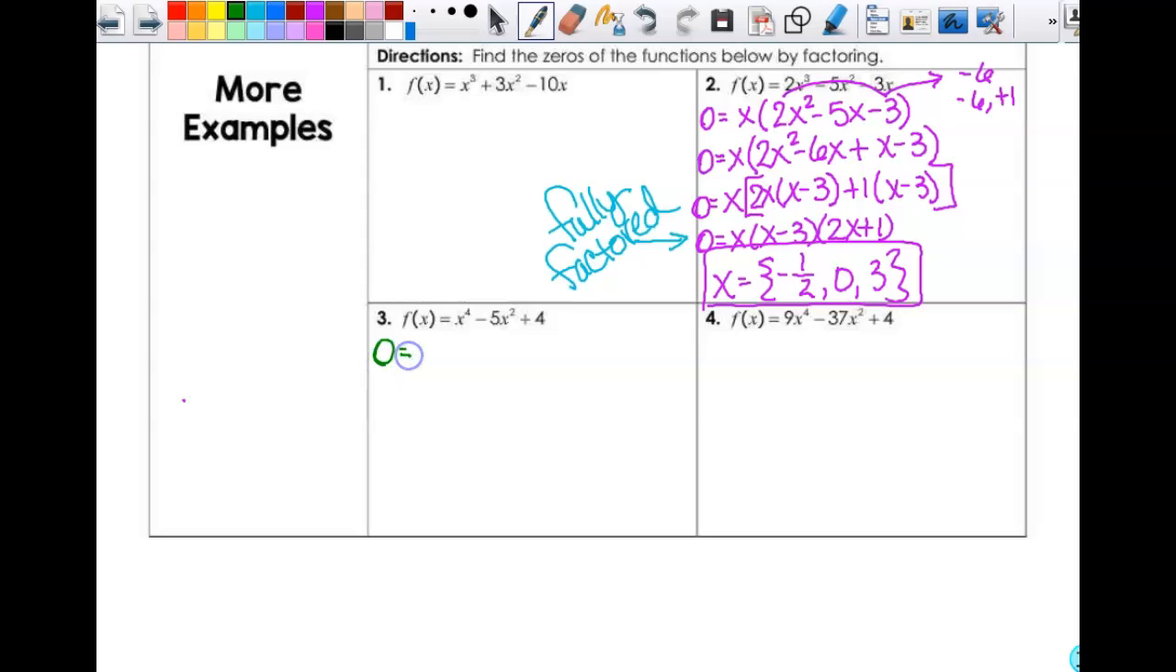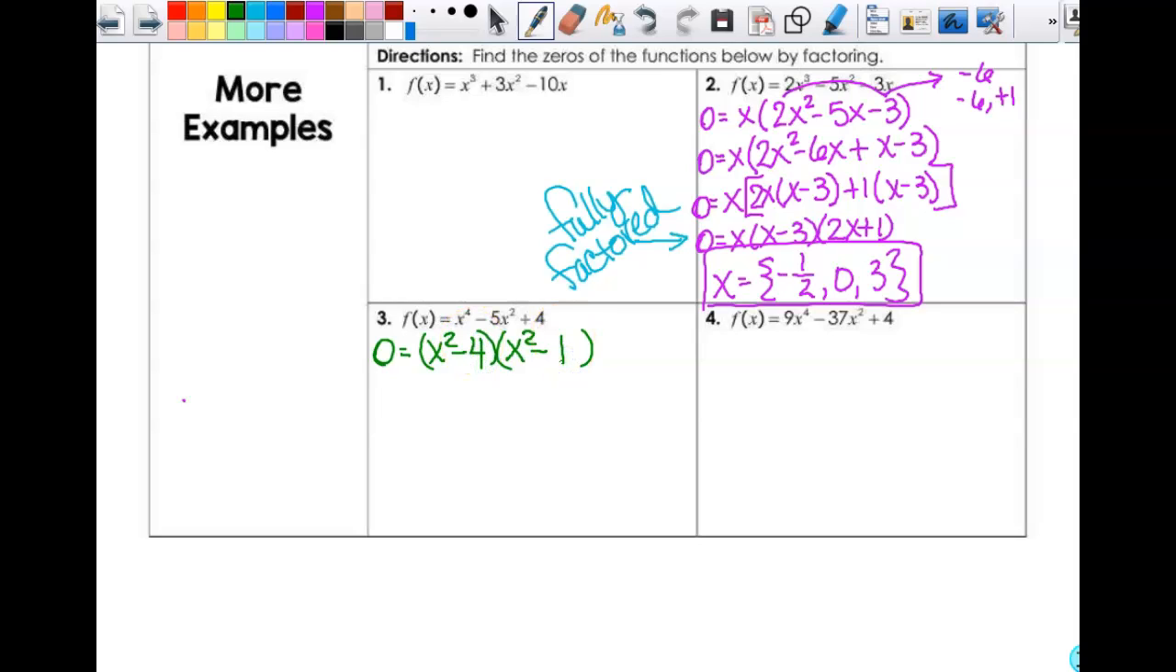So 0 equals, A is 1, so I can jump to the parentheses. This has to be x squared and x squared. This is positive, so the signs are the same. This is negative, so they're both negative. 2 numbers that multiply to give me 4, combine to give me negative 5. 4 and 1. There you go.